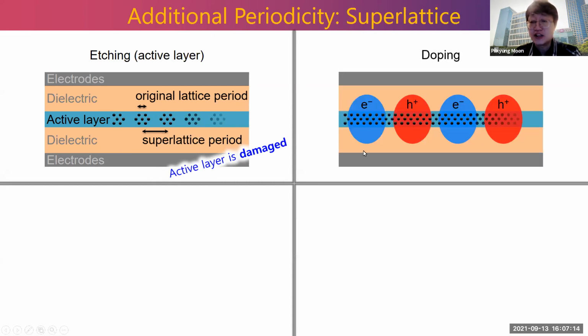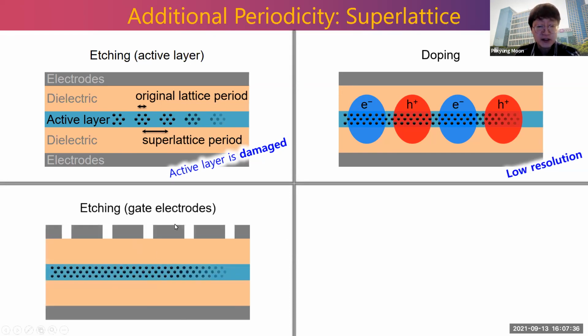Another approach is to give spatially varying doping. This is doable, but it's quite difficult to control the exact period. So it's quite difficult to make exactly a 50 nanometer period. It gives 40 nanometer, 60 nanometer, and large variation. Another most frequently used approach is to use a patterned gate. By gating electrode, we can get a sharp potential near the gate.